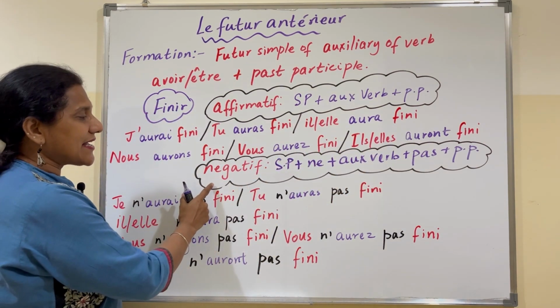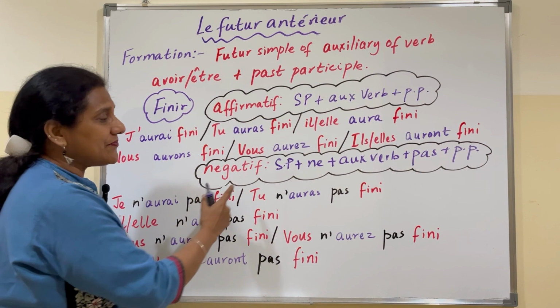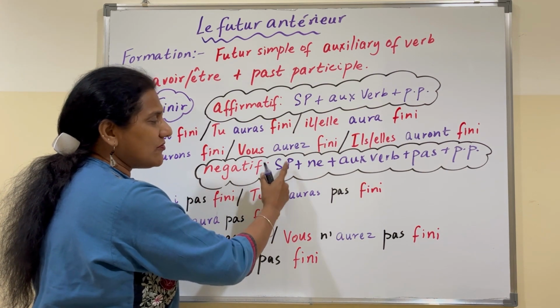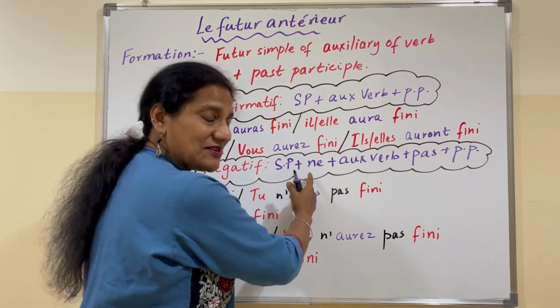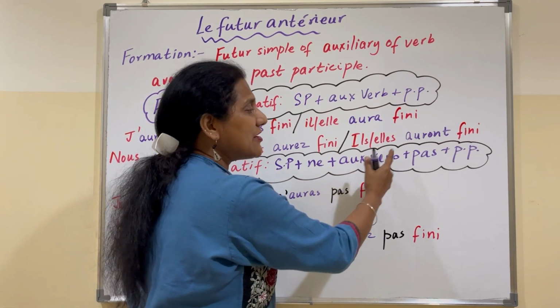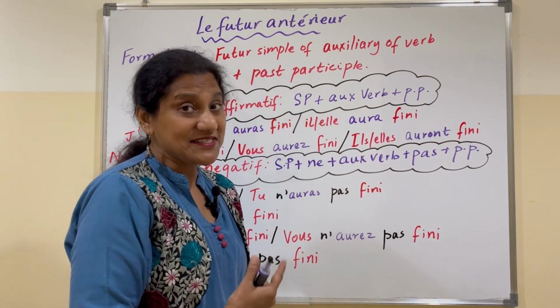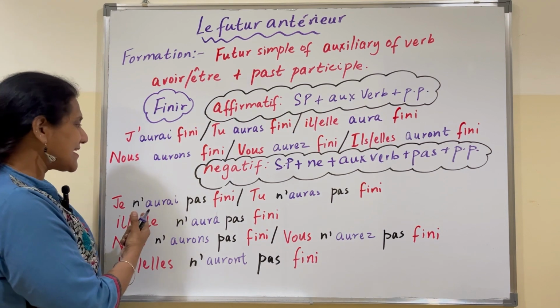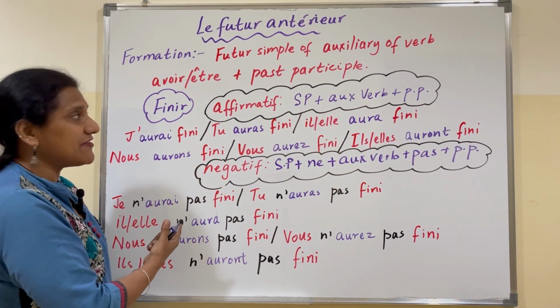Now we go on to negative. In negative form, what do we do? Subject pronoun plus ne plus auxiliary verb plus pas plus past participle. So let's look at an example. We take the same example of finir.